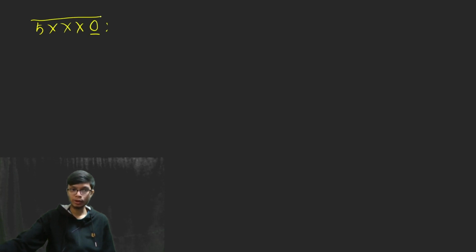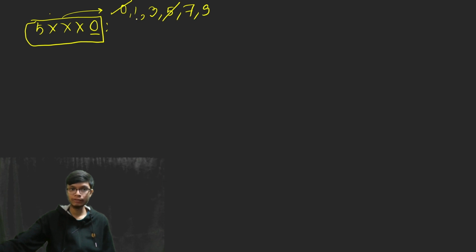Now for each configuration, let us count the number of cases. For this particular configuration, how many digits remain? The digits are 0, 1, 3, 5, 7, and 9. Since 0 is already used, and 5 is already used, you are left with 4 digits. In 3 places you have to put these 4 possible digits. That is done by first choosing 3 digits out of the 4 digits, which is 4C3, and then permuting them in 3 factorial ways, so it is multiplied with 3 factorial.